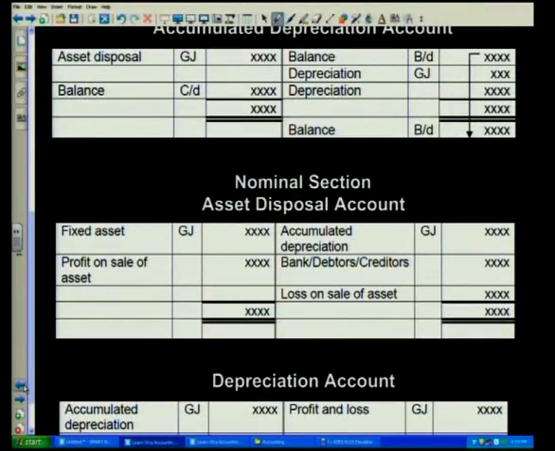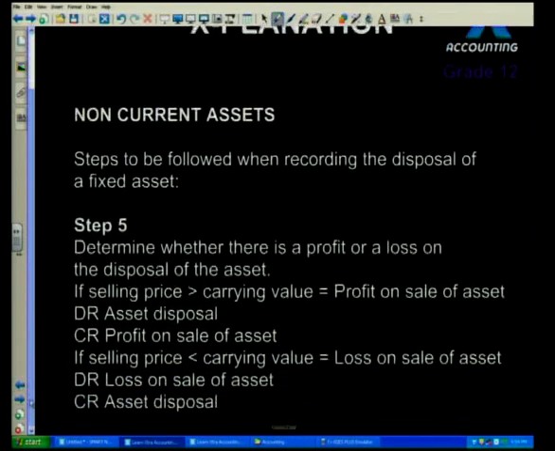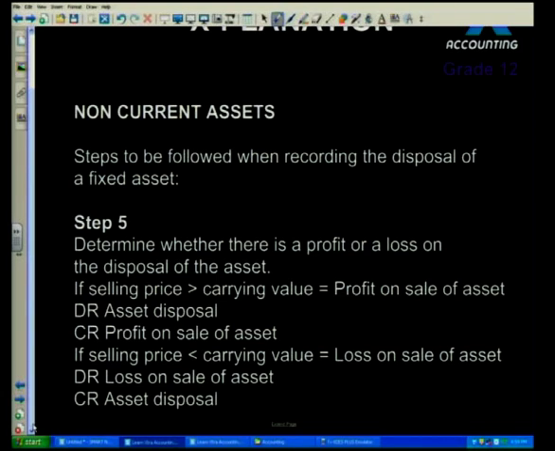On the debit side, you are going to have the cost price of your asset, which is this. On the credit side, you are going to have your accumulated depreciation, and then you're going to have either your bank account, or debtors control, or creditors control. You can see though here on my ledger account, there are still 2 entries that need to be made, and those are going to correspond to step 4 and step 5. In step 5, we are going to determine whether there is a profit or a loss on the disposal of the asset.